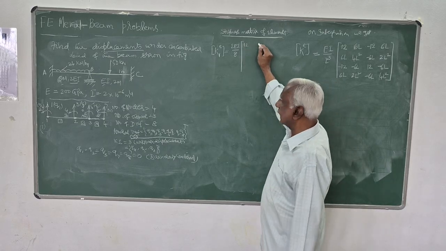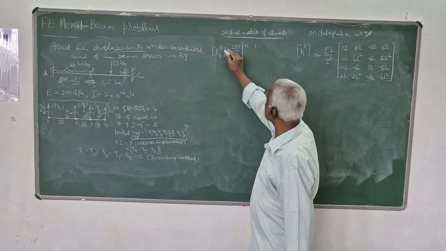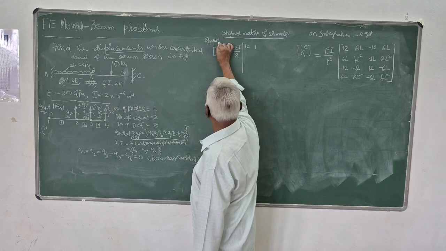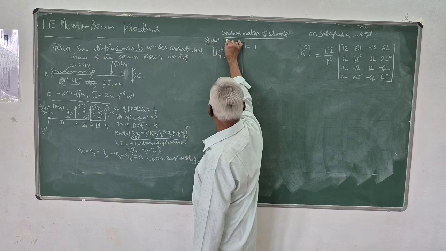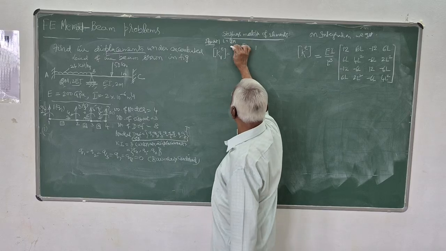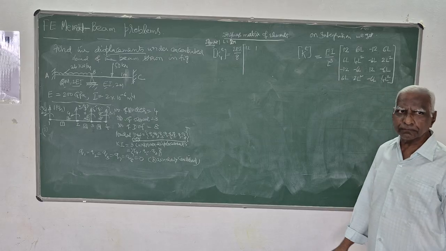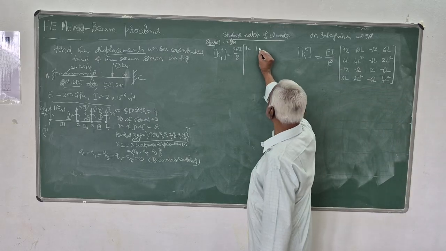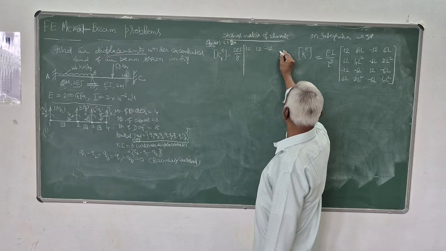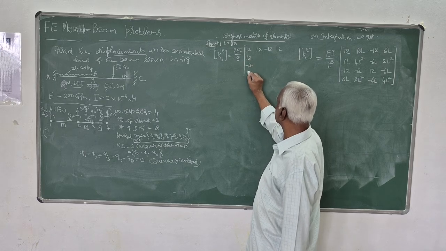Then 6L means 6 into 2. For element 1, L is equal to 2 meters, and EI is equal to 2EI. So this is 6L, that is 12, then minus 12, then 6L, that's 12. So this is also 12, minus 12, 12.